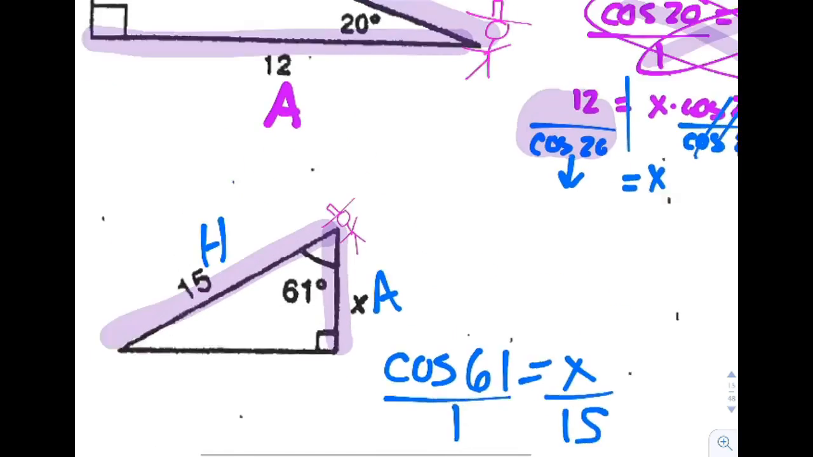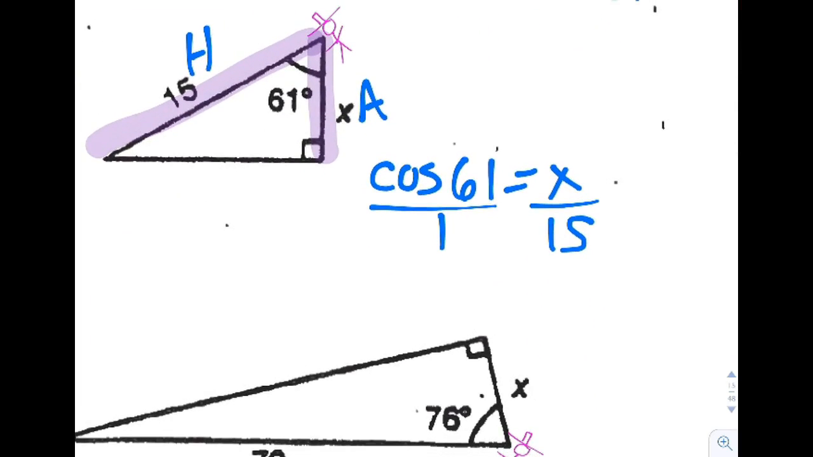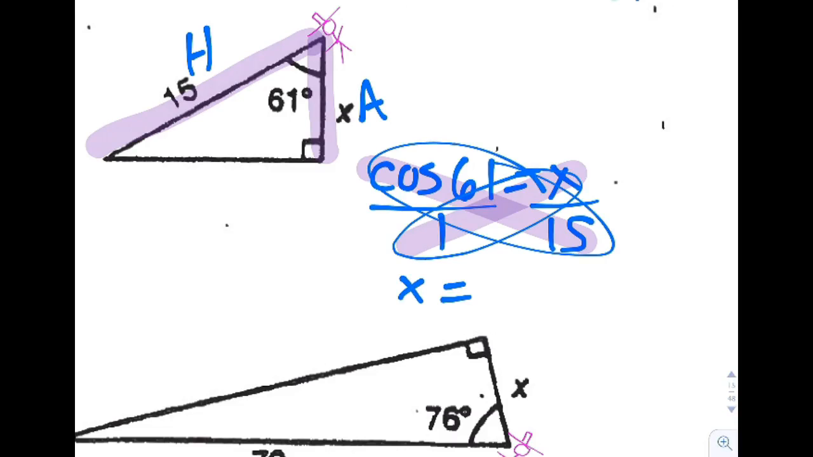So the problem above was cosine, but x was in the denominator. This one is cosine, but x is in the numerator. X times 1 is x. 15 times the cosine of 61 will be the answer in your calculator.